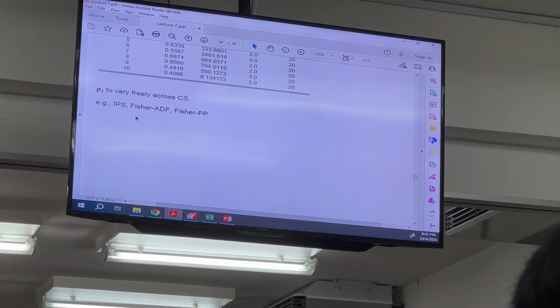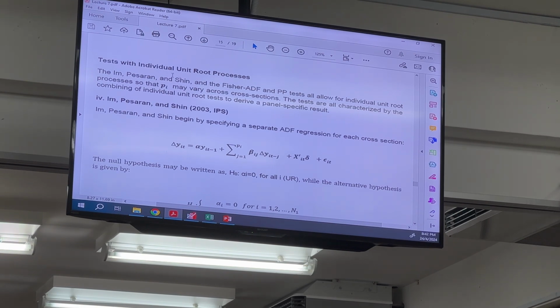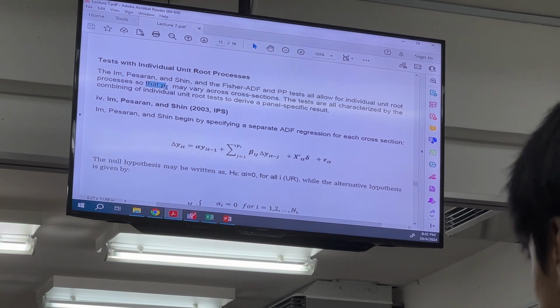So how about three more tests: IPS, Fisher ADF, and Fisher PP? Now we're going to discuss the non-common unit root, which means that the rho varies freely across the cross sections. So rho is non-common. This is what is called a test with an individual unit root process. The IPS, Fisher ADF, and PP allow for an individual unit root process, so rho is different across the cross sections, or across the fruits in our example.